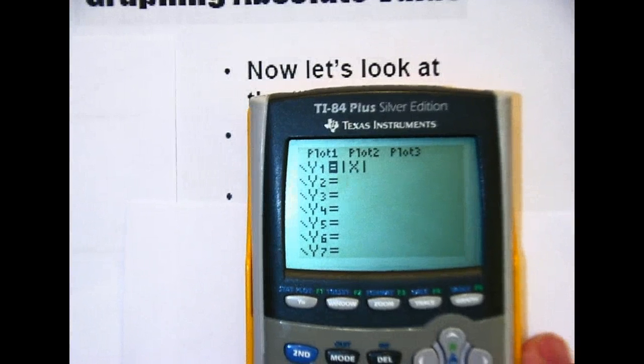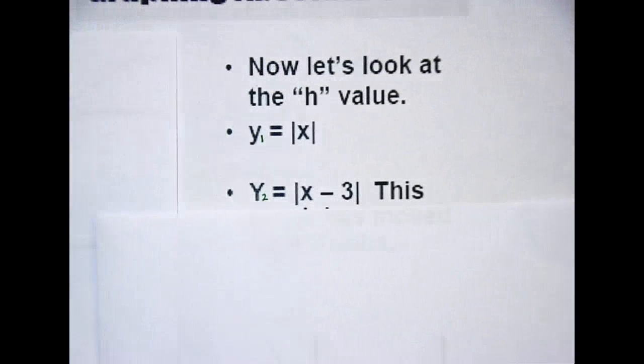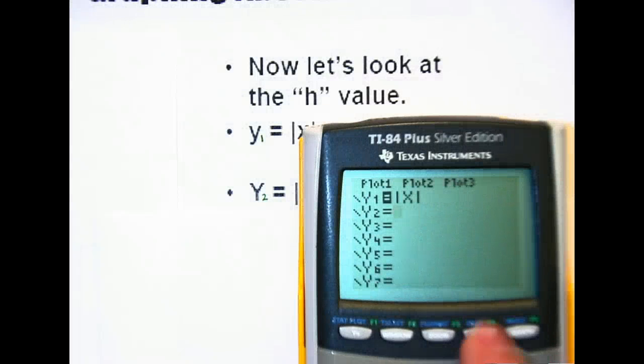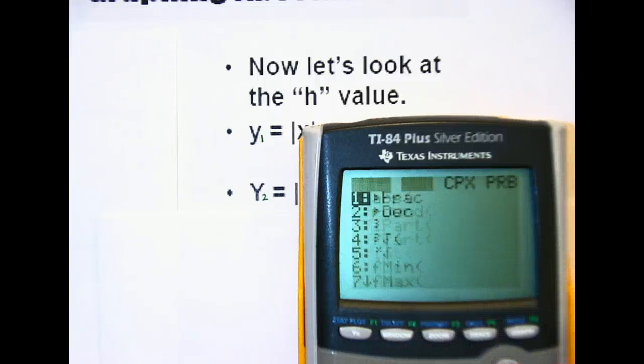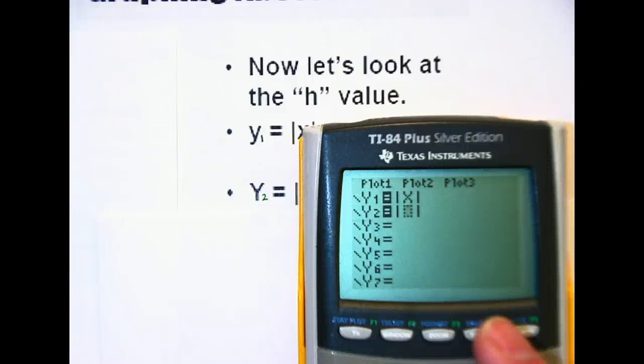Okay. And now when you're doing your absolute value, if you're putting in the absolute value of x minus 3, when you put those absolute value symbols in, for those of you who are using a calculator that doesn't show the symbols, make sure that everything is inside the parentheses. You want to close that parenthesis then. Okay. All right. Go ahead and graph that.